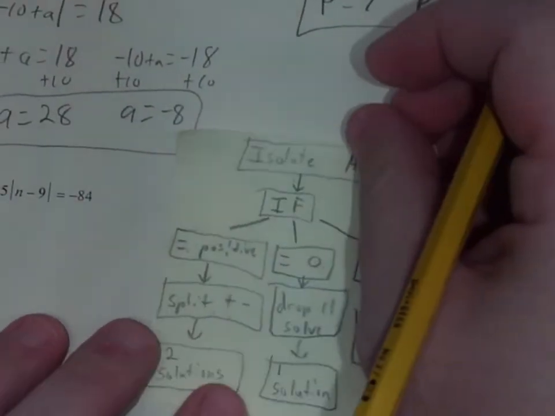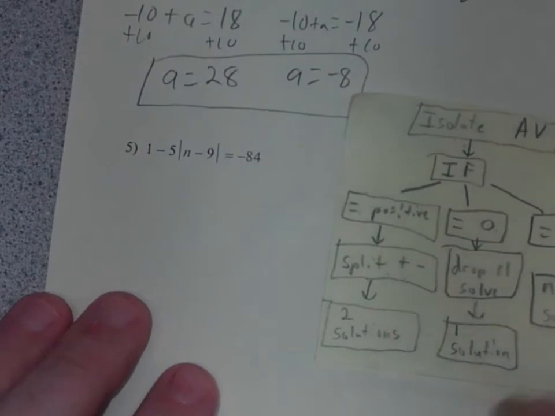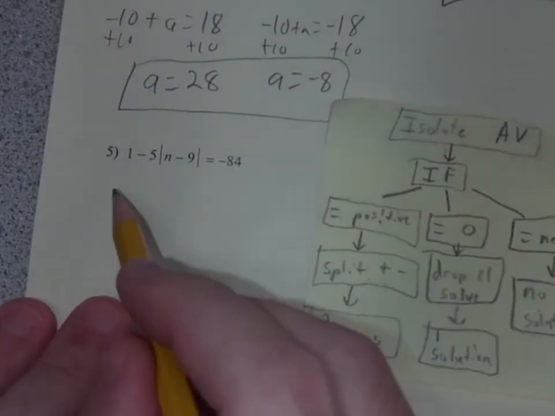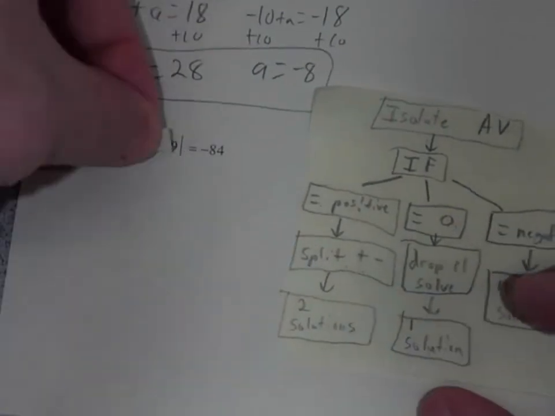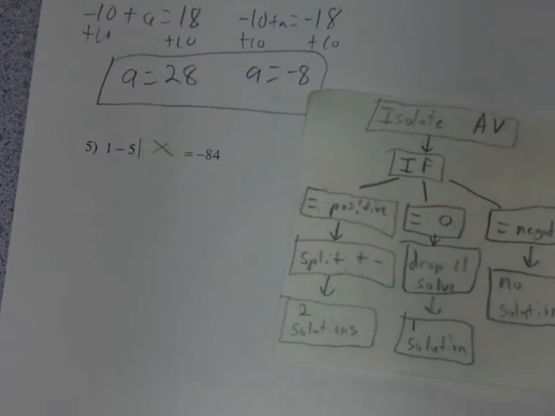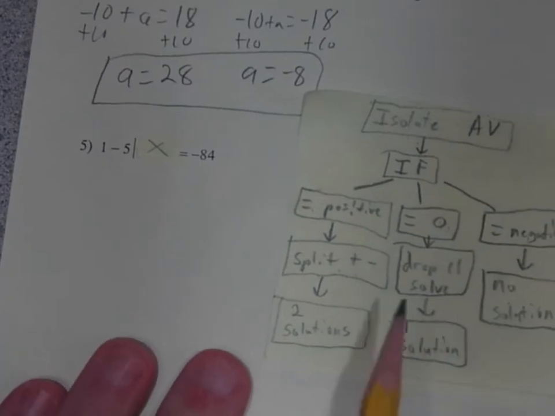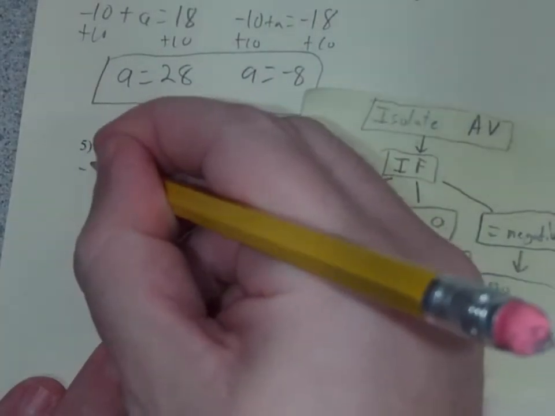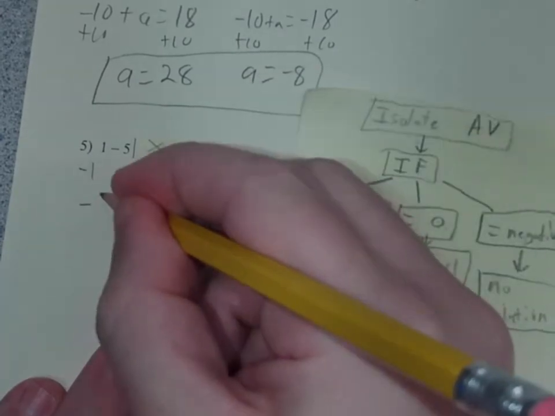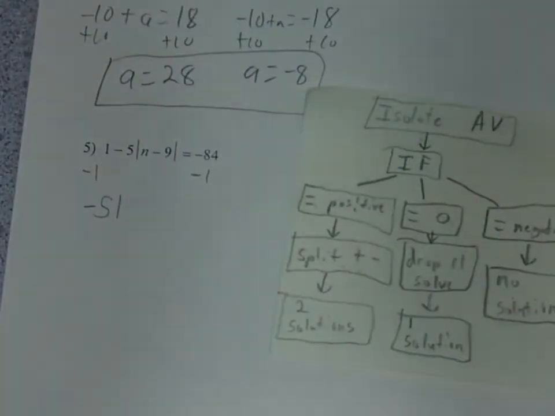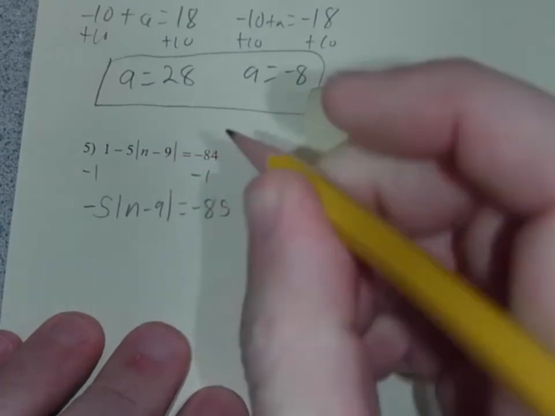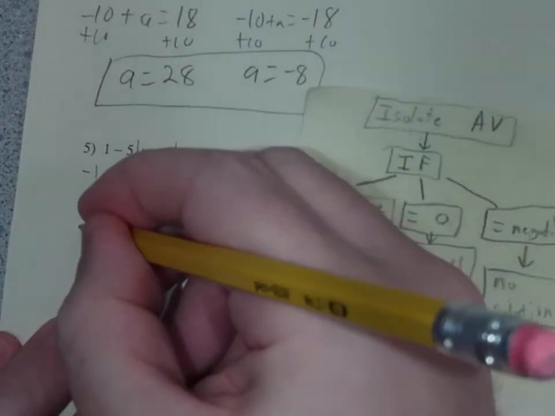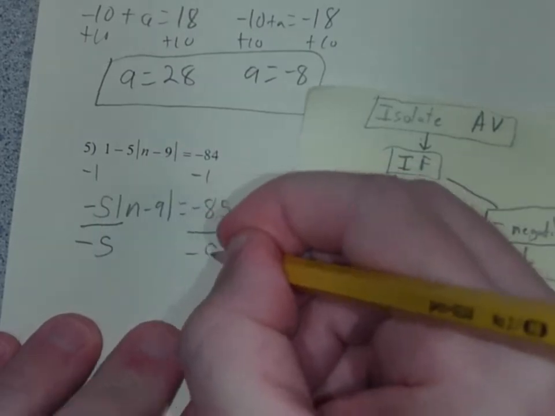Okay, this one over here, again, we're going to start by isolating the absolute value. There's two numbers in front here, so again, if we treat the absolute value just like a big variable, I would think of that as like 1 minus 5x. So I would get rid of the 1 first, right? So I'm going to minus 1. Gives me negative 5 times the absolute value of whatever, n minus 9, is equal to negative 85. And then to get rid of that negative 5, it's multiplying, so you have to divide by negative 5.